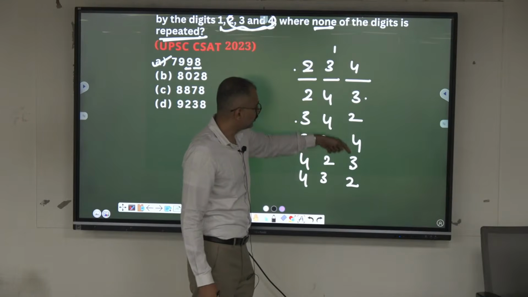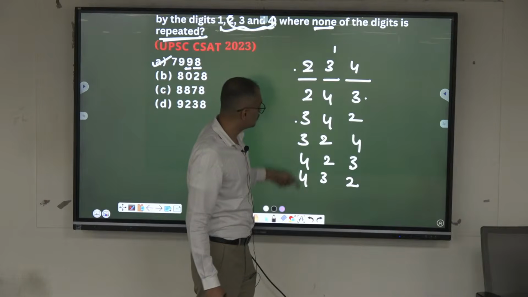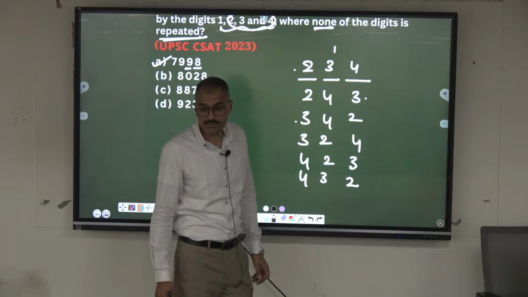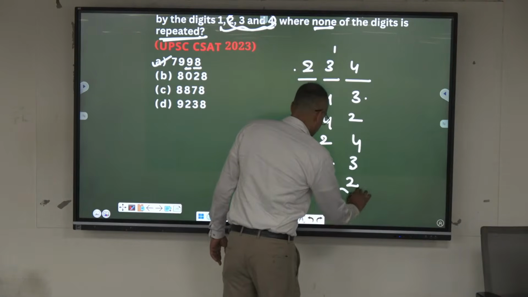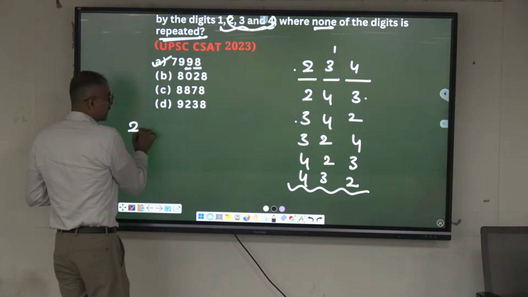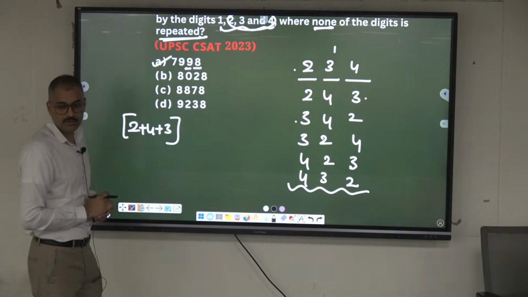Look here now, 43243. Whatever the sum of the digits in this column, does it remain the same? Yes, that remains the same, isn't it? That is nothing but 2 plus 4 plus 3, isn't it?